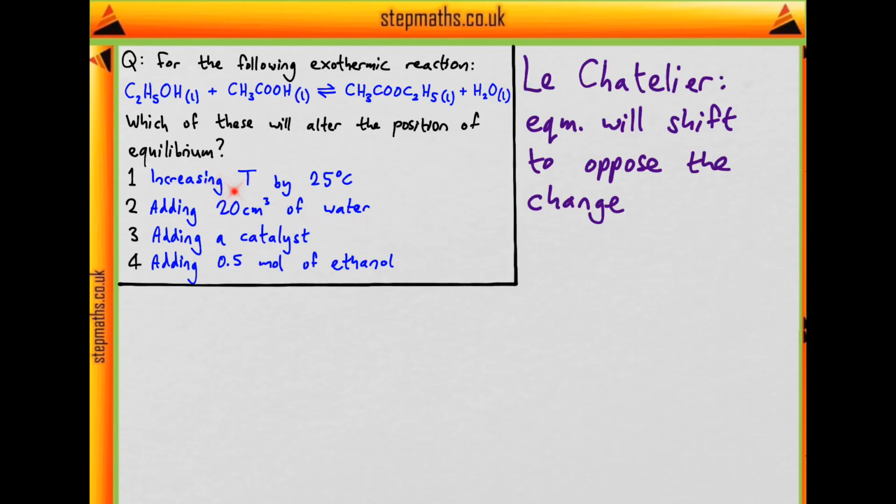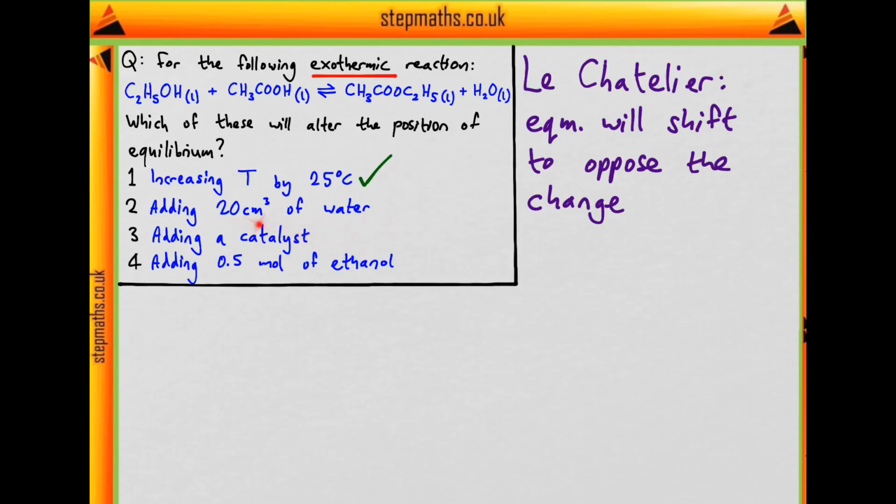Now firstly, what about increasing the temperature? Well, we're told that the reaction is exothermic. So what's going to happen if we increase the temperature? Well, we know the reaction releases heat, so the equilibrium is going to shift to make the reaction cooler by shifting to the left. So we know that this is definitely going to alter the position of equilibrium.